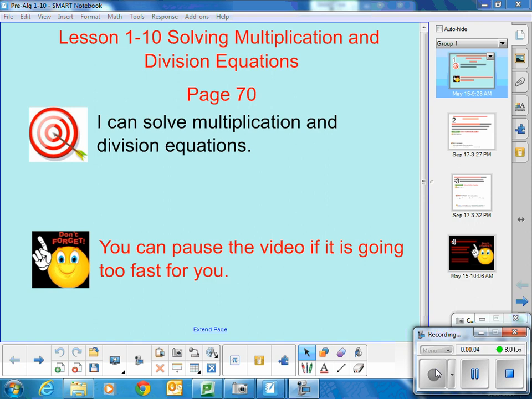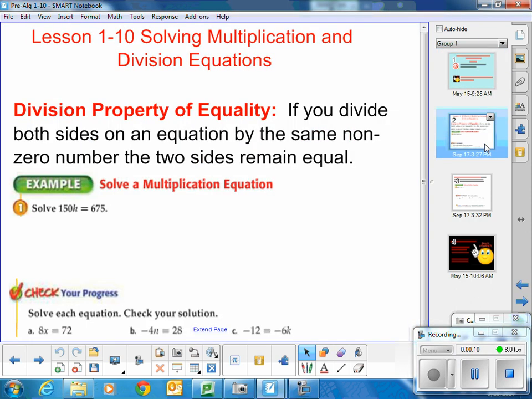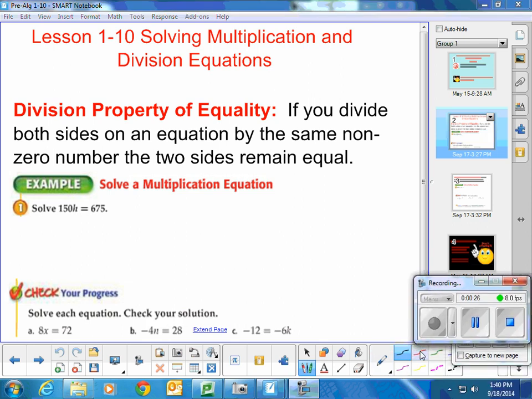Lesson 110, you will be solving multiplication and division equations involving one step. The division property of equality says that if you divide both sides of an equation by the same non-zero number, the two sides remain equal. So in our first example, 150h equals 675, we're going to do just like we did in the last lesson.